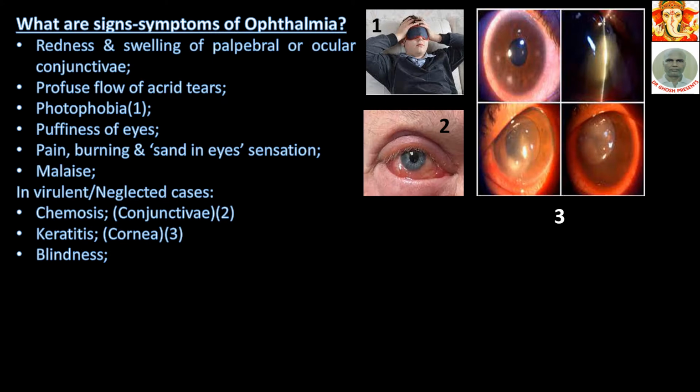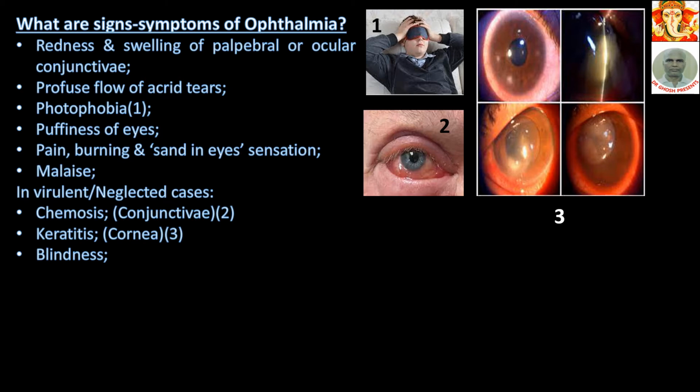What are the signs and symptoms of ophthalmia? Redness and swelling of palpebral or ocular conjunctiva. Profuse flow of acrid tears. Photophobia. Picture 1. In case of photophobia, the patient cannot tolerate external light. Puffiness of eyes. Picture 2. Pain, burning, sand-in-the-eye sensation. Malaise. In virulent or neglected cases, chemosis.